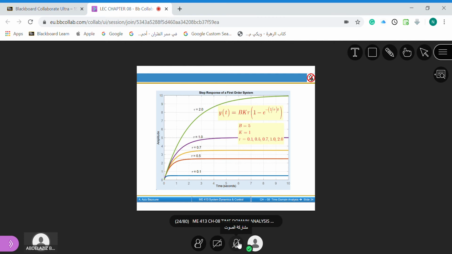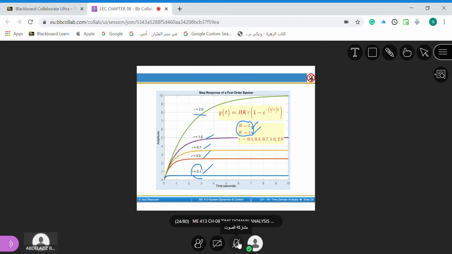These are some responses that have been drawn for different tau. Here we are fixing b and k: b is equal to 5, k is equal to 1. These are fixed, and then we are changing the value of tau. Tau is equal to 2, tau is equal to 1, tau is equal to 0.7, tau is equal to 0.5. So if the time constant is small, it gives you a fast response.